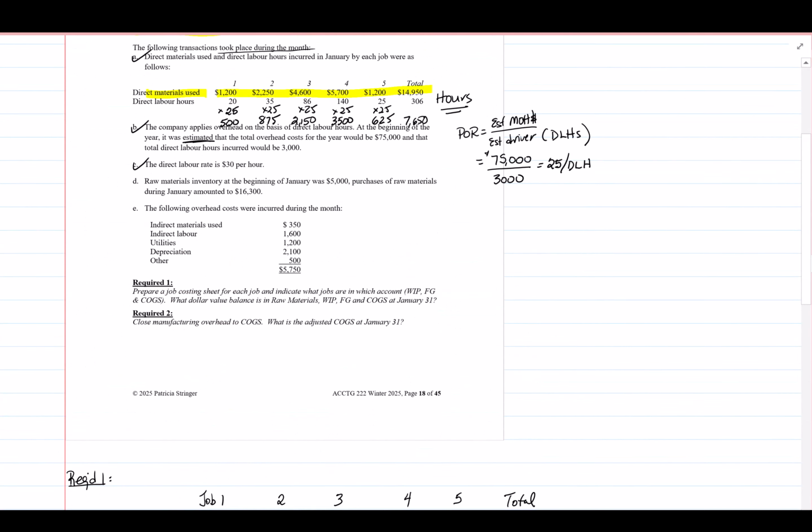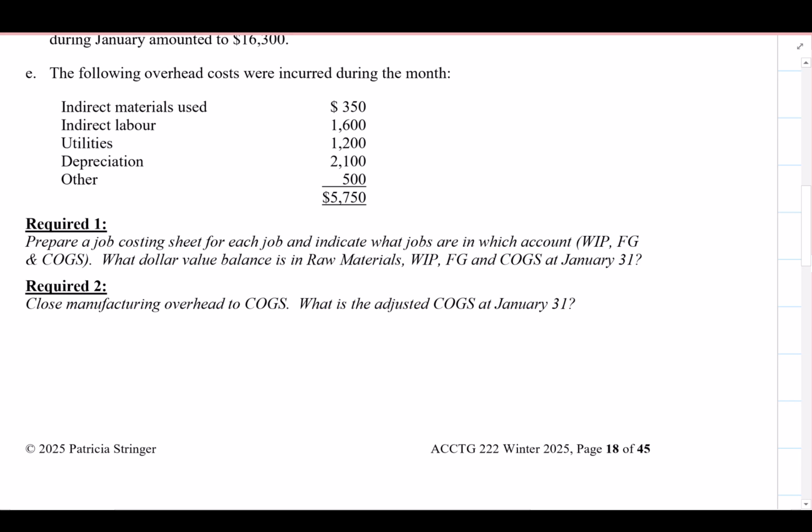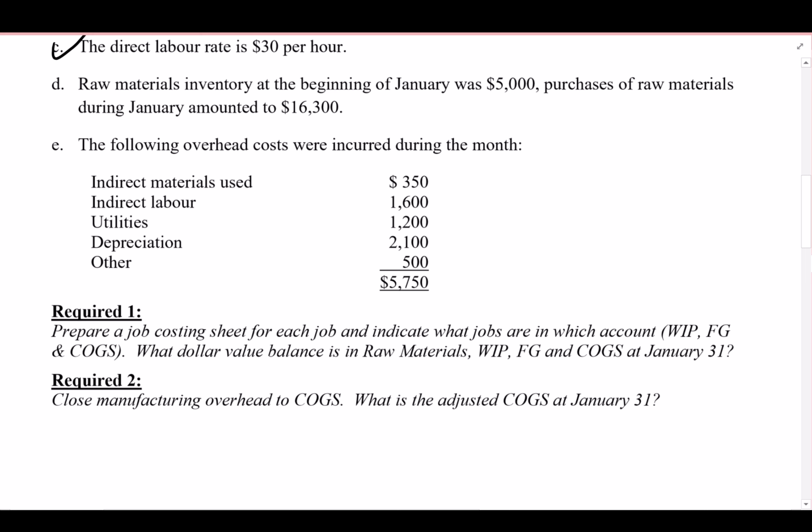Then we just have actual overhead here. The following overhead costs were incurred during the month. Indirect materials used. What's the journal entry for indirect materials used? Debit work in process, credit raw materials. Correct? Indirect materials used came out of raw materials and went to work in process. No, it's not debit work in process. Debit what? Come out of raw materials, indirect materials used. These are overhead costs, therefore they went to MOH actual.